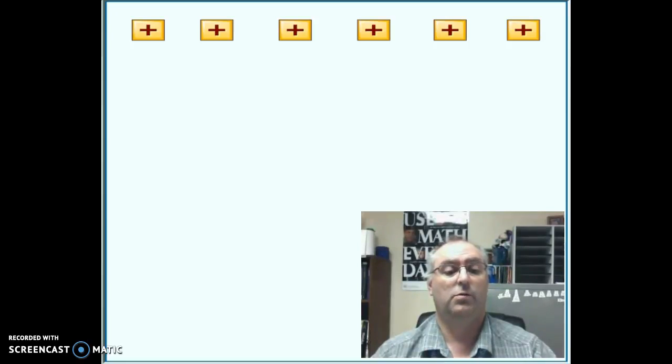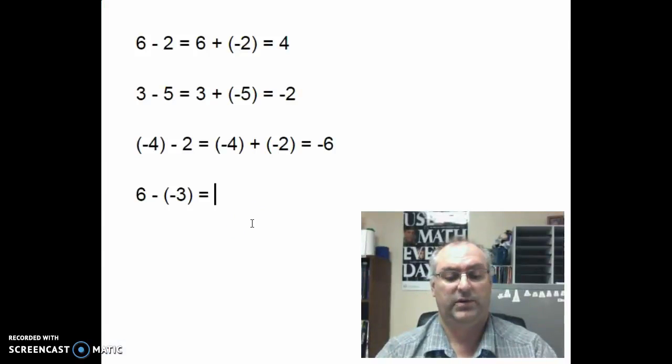Is there any way to take away 3 negative tiles? No. So what we're going to do instead is we're going to try to add positive tiles. So we're going to add positive 3 tiles. And notice that we get 9 tiles in total. So 6 minus negative 3 is the same thing as 6 plus 3, which turns out to be positive 9.